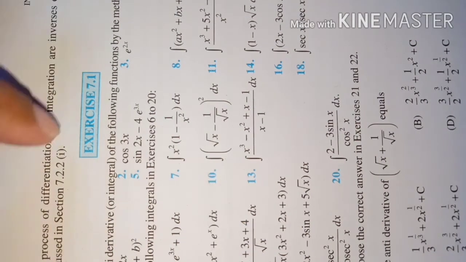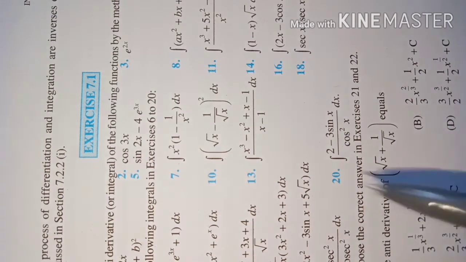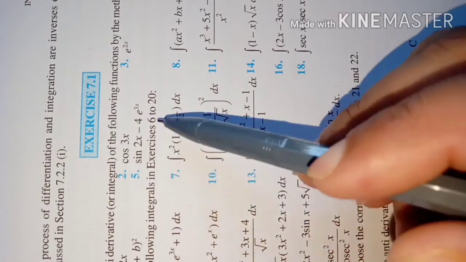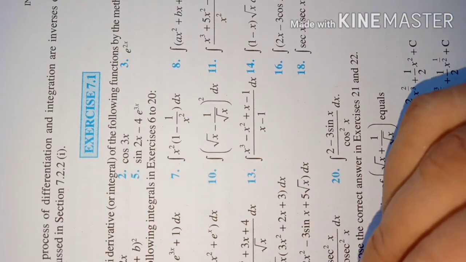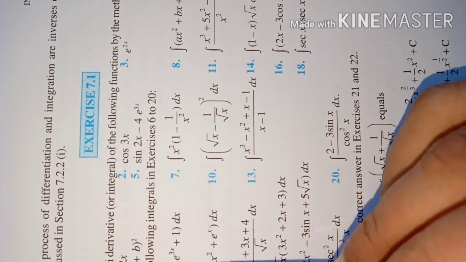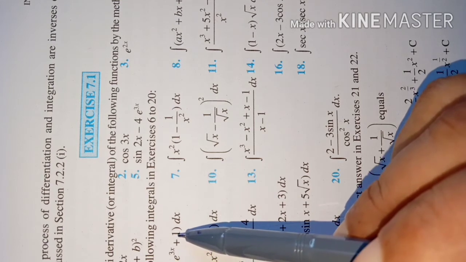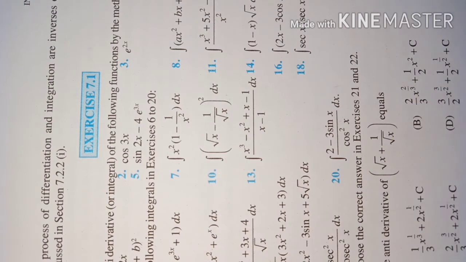Today, again I am starting 7.1 only. Question number 6. Look at question number 6. Find the integrals in the exercise 6 to 20. So, from this exercise, question number 6 you see. Integral of 4e to the power of 3x plus 1 with respect to x. We have to find the integral of this one.